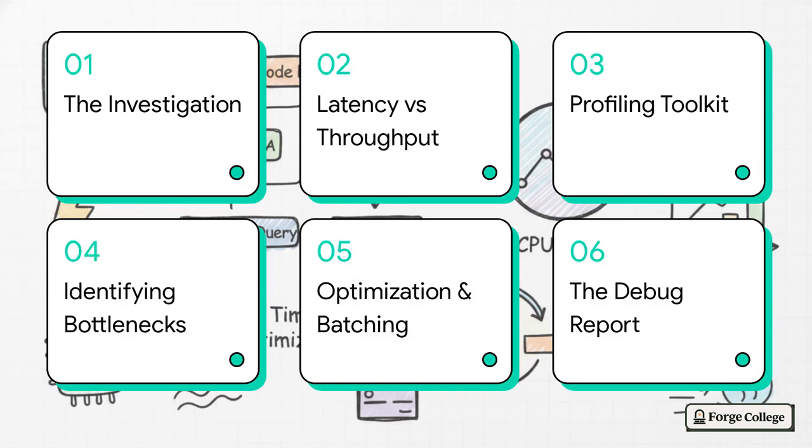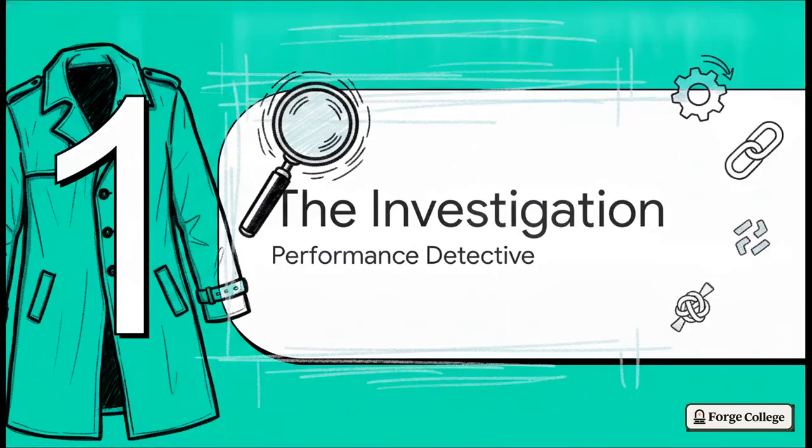Here's the game plan for today. We're going to start with the performance investigation, break down latency versus throughput, and then crack open your profiling toolkit. After that, we'll identify bottlenecks, move on to optimization and batching, and wrap the whole thing up with the final debug report. Section 1. The Performance Investigation.